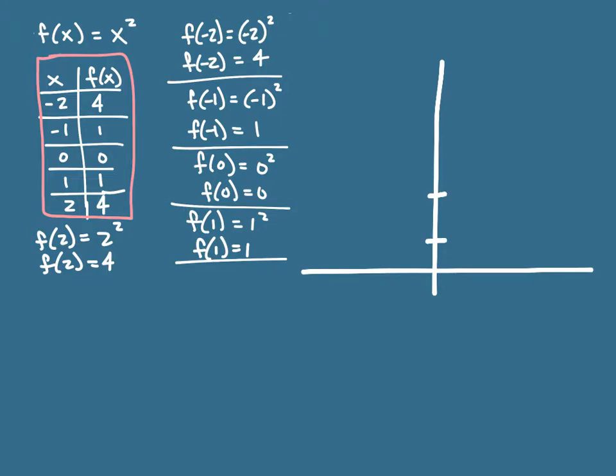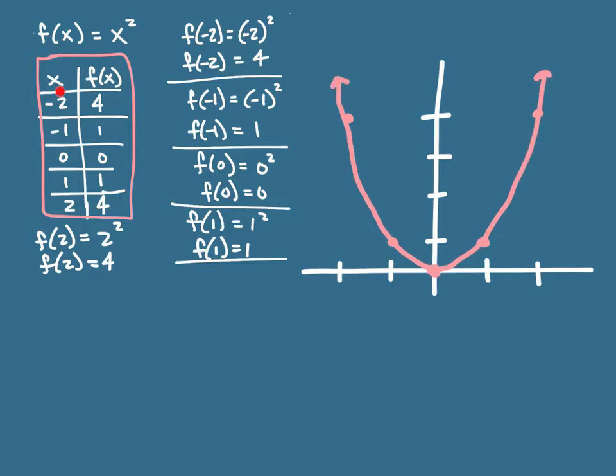So we got the point -2, 4. All right, remember the table values just become points on a graph. So -2, 4 is here. -1, 1 goes here. 0, 0 goes here. 1, 1 is here. And then 2, 4 goes here. All right, so what I want to do is come in here and connect those. And this is going to be a graph of a parabola.